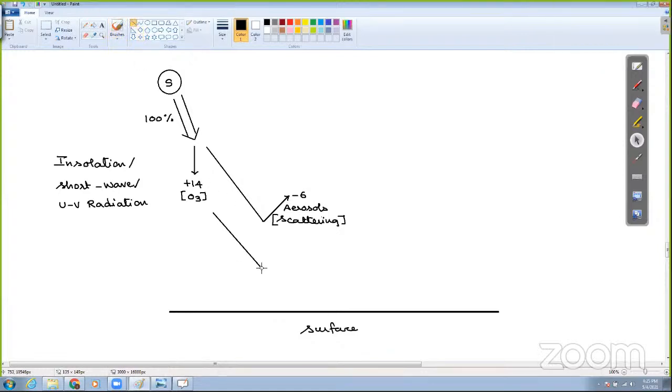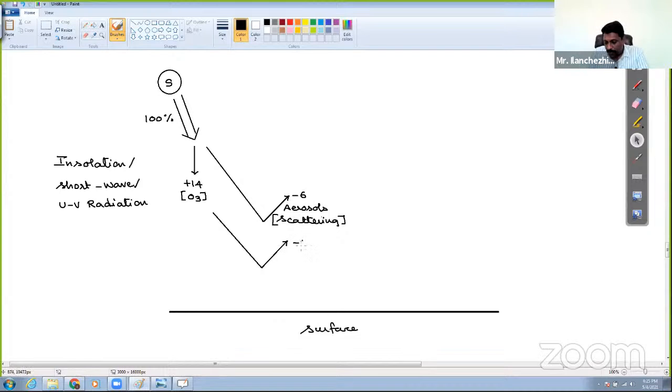And, my dear friend, 27 percent is reduced by cloud. Cloud reduces insolation by 27 percent. If you ask me the process by which cloud reduces insolation, it is reflection. Out of 80 percent, 27 percent is gone. What is remaining? 53. So this 53 percent finally reaches the surface of the Earth.